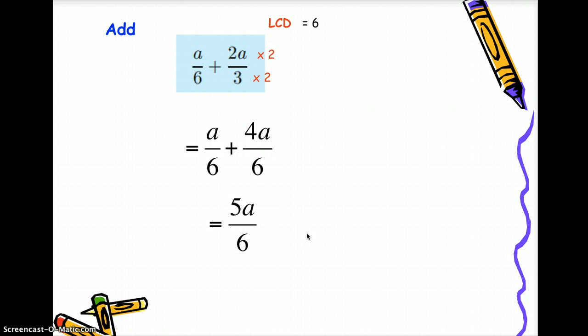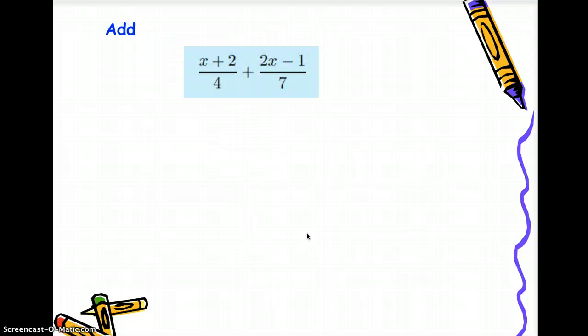Now, let's have another example, which is a longer one. We're going to add x plus 2 over 4 plus 2x minus 1 over 7. There are more steps here, but the first goal is to make the denominators the same. So let's think of the least common denominator for 4 and 7. For 4 and 7, the least common denominator is 28. So we can use 28.